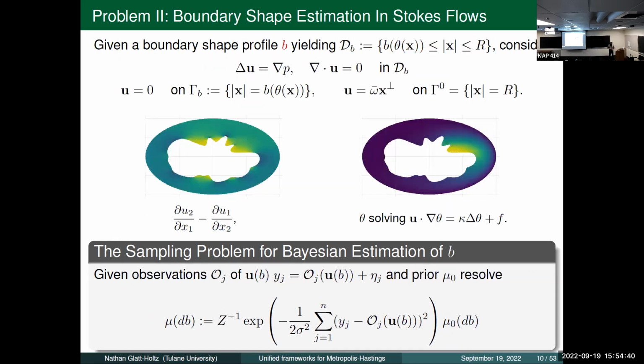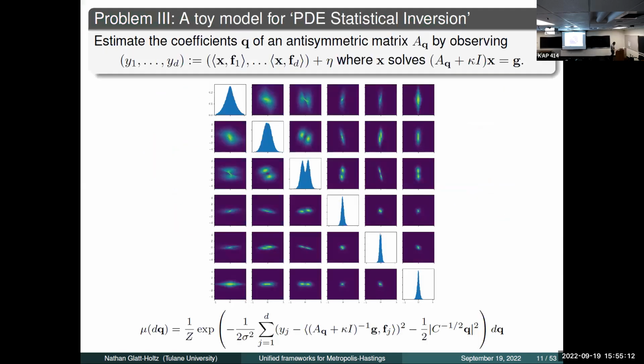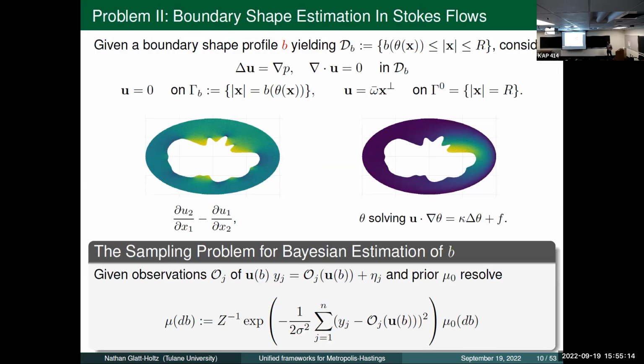This is another model problem, which is to estimate the shape of an inner boundary in a Stokes flow from observing, say, vorticity or some bulk quantities, maybe observing solutes at some points in the flow. And here again, you get a posterior measure. This problem again you can conceive of as being infinite dimensional because the shape of this inner boundary is like a function, right?